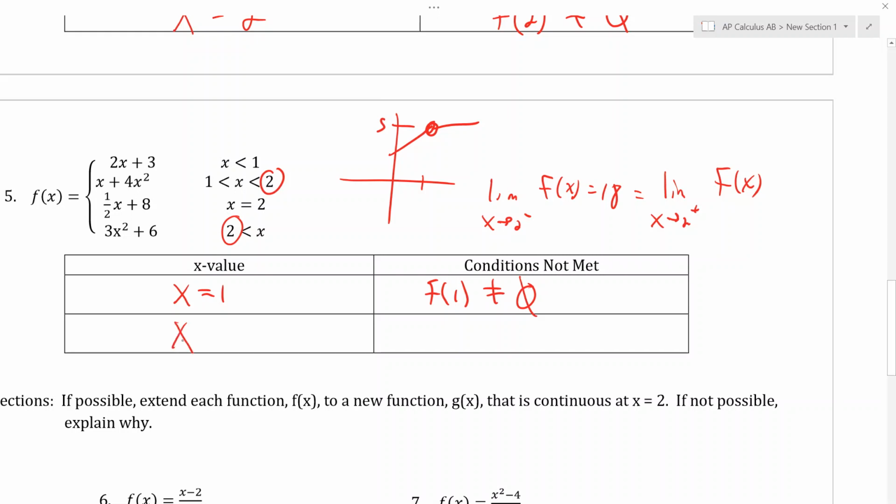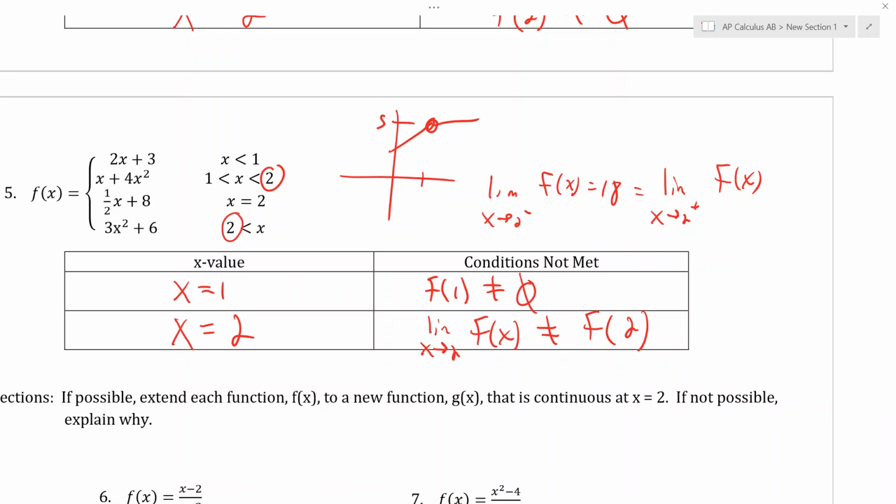So it's not continuous at 2 because the limit as I approach 2 of f of x, I don't have to talk about left and right because they're both the same thing. That's what that means. It is not going to be equal to what f of 2 is. And that's a hole. Make sense?